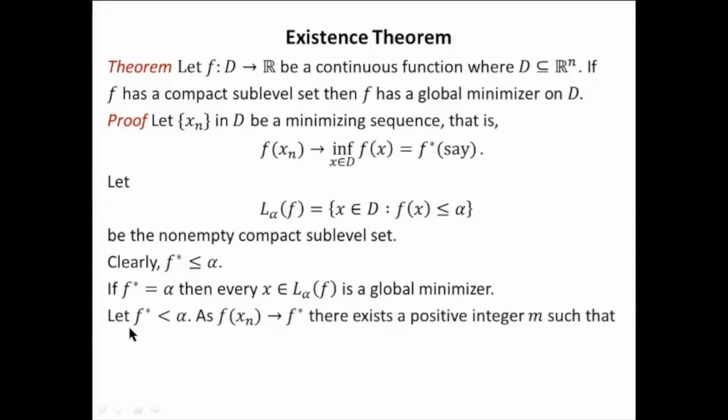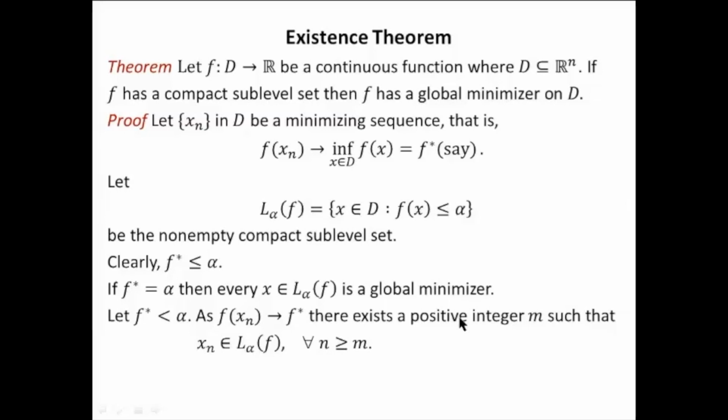Let us now consider the case when f star is strictly less than alpha. Now f(x_n) is going to f star. So what happens? After a certain stage, the f(x_n)'s will all be less than or equal to alpha for n sufficiently large. That is, there exists a positive integer m such that x_n belongs to this sublevel set for all n greater than or equal to m. So these points are all coming in the sublevel set.